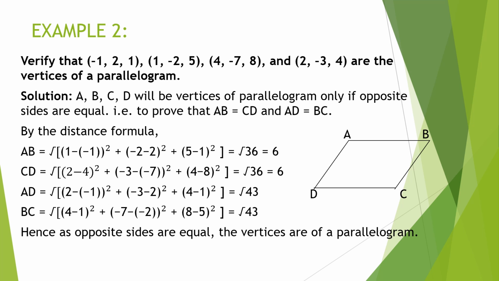A has coordinates -1, 2, 1, B 1, -2, 5, C 4, -7, 8 and D 2, -3, 4 in that order. So now we are using the distance formula and finding the distances. For example, AB, distance between A and B is root of (1 minus -1) whole square plus (-2 minus 2) whole square plus (5 minus 1) whole square, which gives you 6. Similarly, find the other distances. You will get AB is equal to CD and AD is equal to BC. Hence, as opposite sides are equal, the vertices are that of a parallelogram.